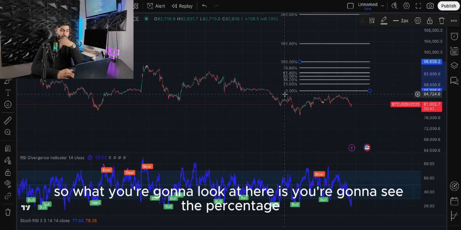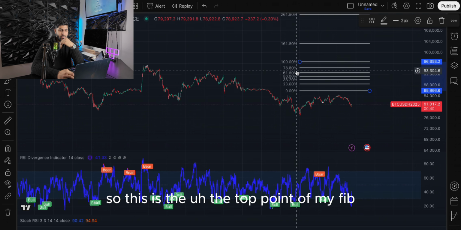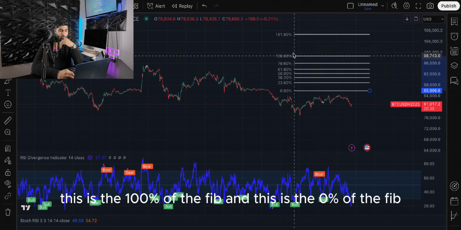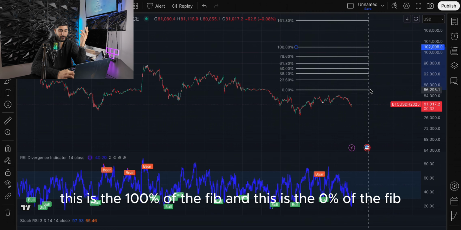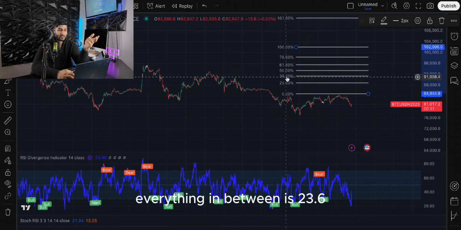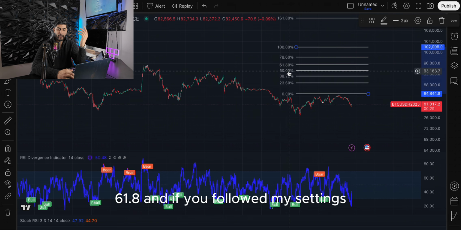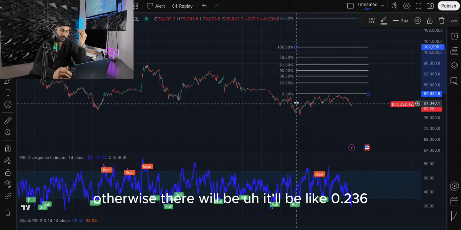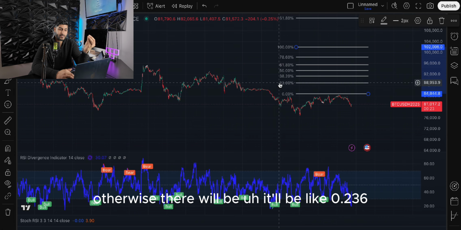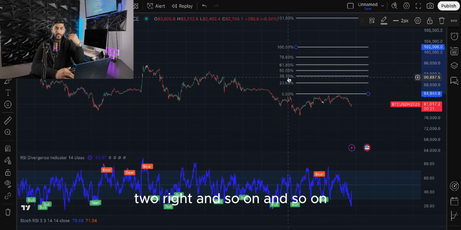So what you're going to look at here is you're going to see the percentage. So this is the top point of my fib. This is the 100% of the fib, and this is the 0% of the fib. And everything in between is 23.6, 38.2, 50, 61.8. And if you followed my settings, you should have these in percentages. Otherwise, it'll be like 0.236, 0.382, right, and so on and so on.